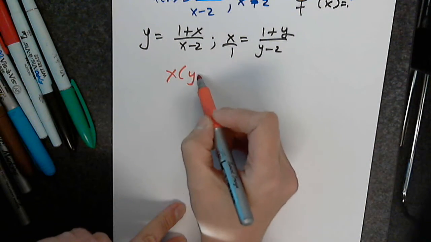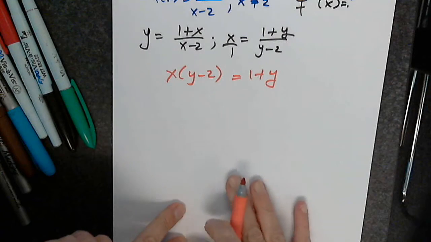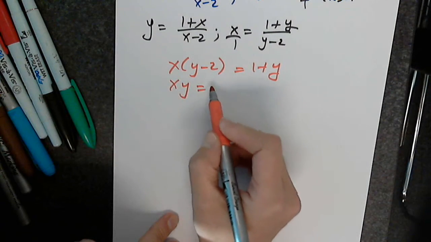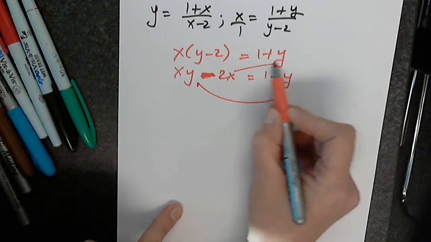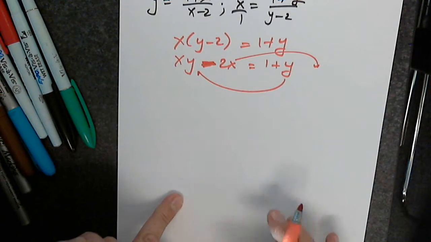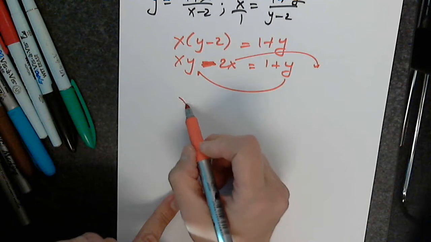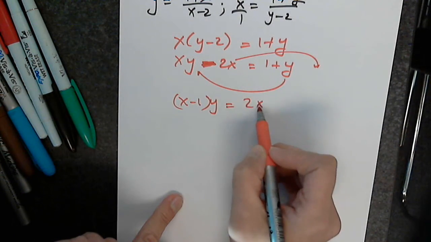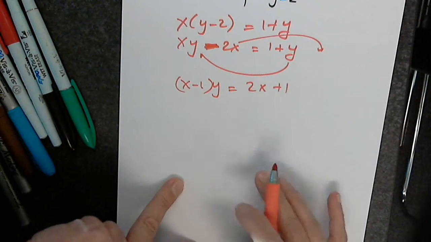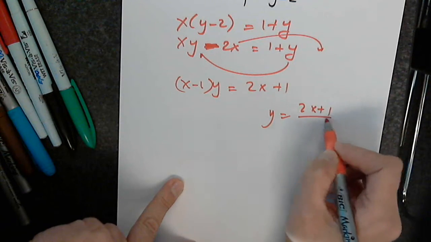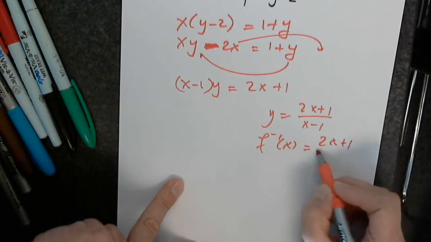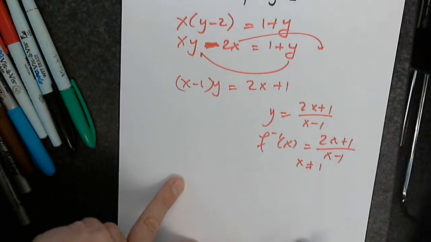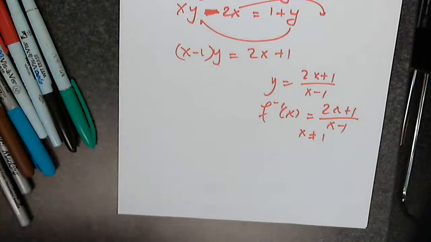So x times (y minus 2) equals 1 plus y. I distribute: xy minus 2x equals 1 plus y. I move y and I move 2x. Then I factor out y, so I have (x minus 1) times y equals 2x plus 1. So then y equals (2x plus 1) over (x minus 1), and that's our f inverse. And of course you have to write that x does not equal 1.